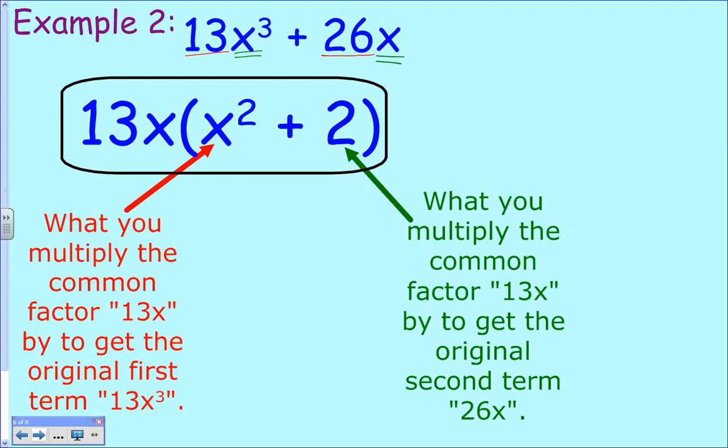So when you factor out what's in common, the 13x, it comes to the front, and then left, you have x squared plus 2. Remember, factoring is changing a plus-minus problem into a multiplication problem.